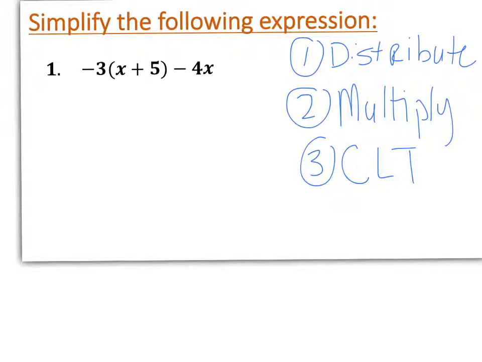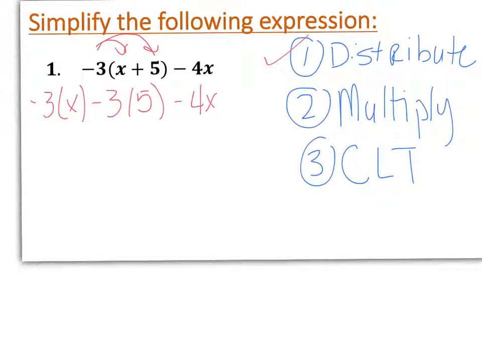So in order to start, I want to look at this problem, and it says step 1, I'm distributing. So I'm taking this guy, and I'm distributing it to him and to him. So we're taking -3 times x. We're taking -3 times 5. And then this guy right here, that -4x, I'm just bringing down. There's nothing I can really do with him right now. So we distributed, 1/3 of the way done.